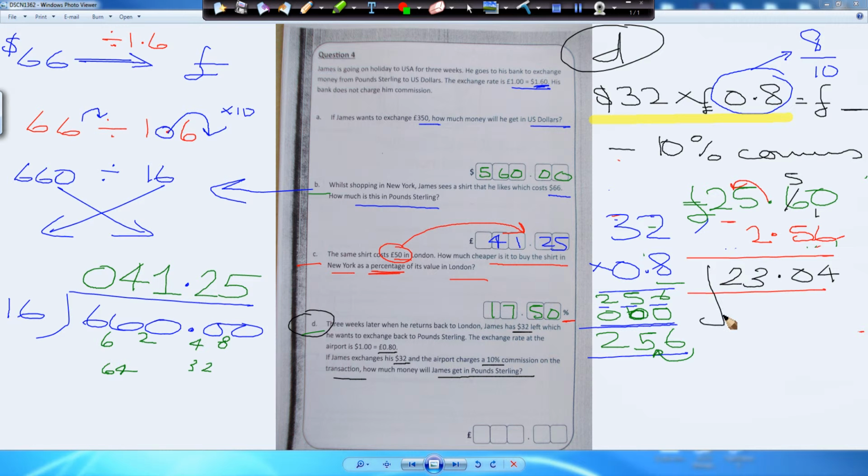So that'll give you £23.04. Sorry about that slightly longer method, folks. I'll quickly adjust it. We've got this nicer method. So the answer will be £23.04. That's actually what he takes home from the airport after his commission.